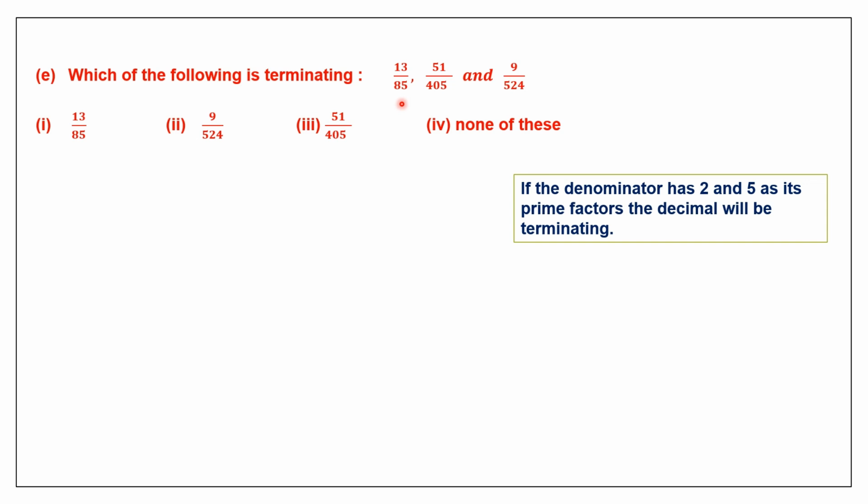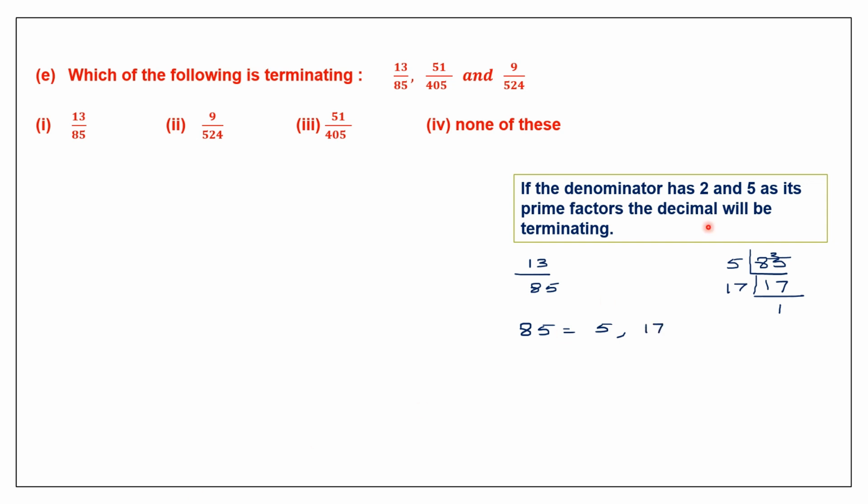So let's take 13 by 85. Let's take the first one, 13 by 85. Here, let's find the prime factors of only 85, the denominator. Remember, find the prime factors of only the denominator. So 5, let's take 5. 5 ones are 5, and then here we have 3, 35, that is 17. So 5 into 17 is 85. Now here we take 17, which is 1.